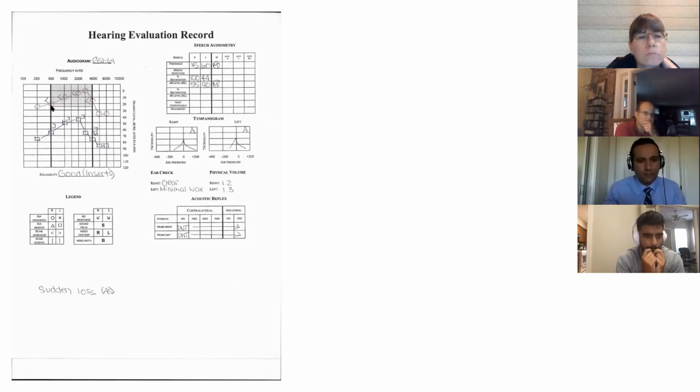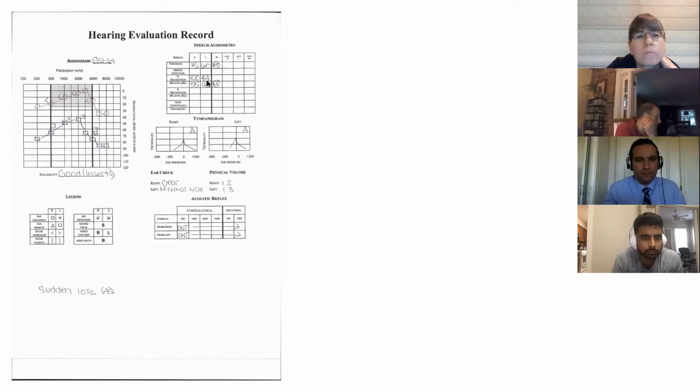Cool. And then the tympanogram looks good, I think. Yes. And then I can't totally see the numbers. It's 100% in the right and 44% in the left. Okay, yeah, which matches with the pure tones.